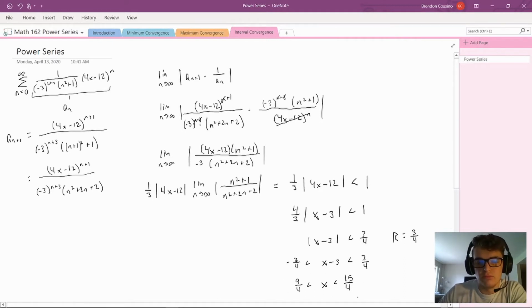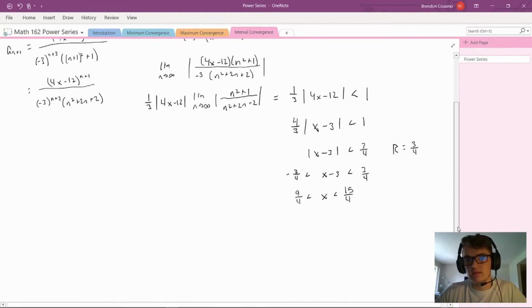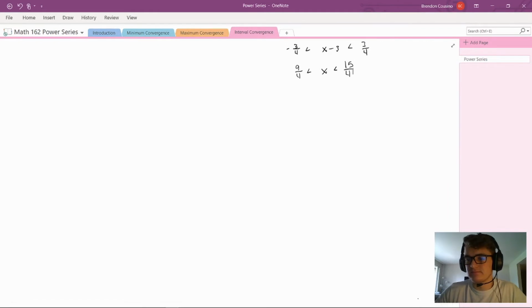When we have an interval of convergence that has two distinct endpoints, we need to test those endpoints to see if our series converges or not at those specific endpoints. We know that anywhere in between these 2 points it converges, but now we need to check when x is equal to 9 over 4, does the series converge, and when x is equal to 15 over 4, does the series converge. So that's going to be the next 2 steps we have to do here. Let me scroll down, and then we can test those.